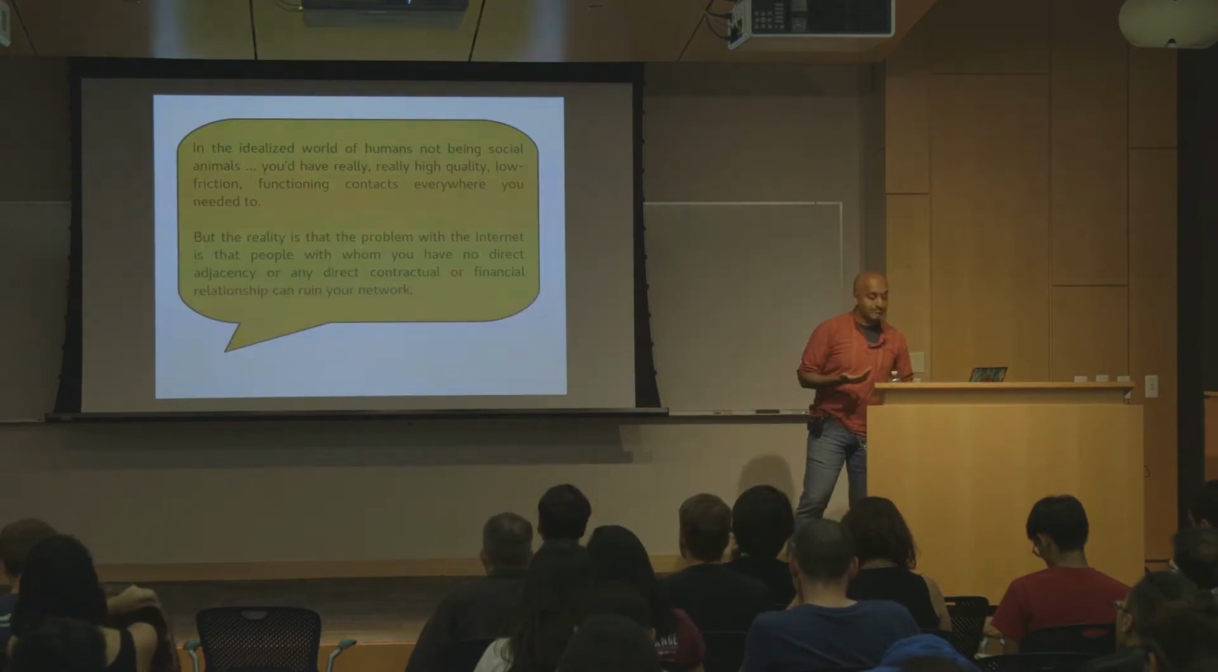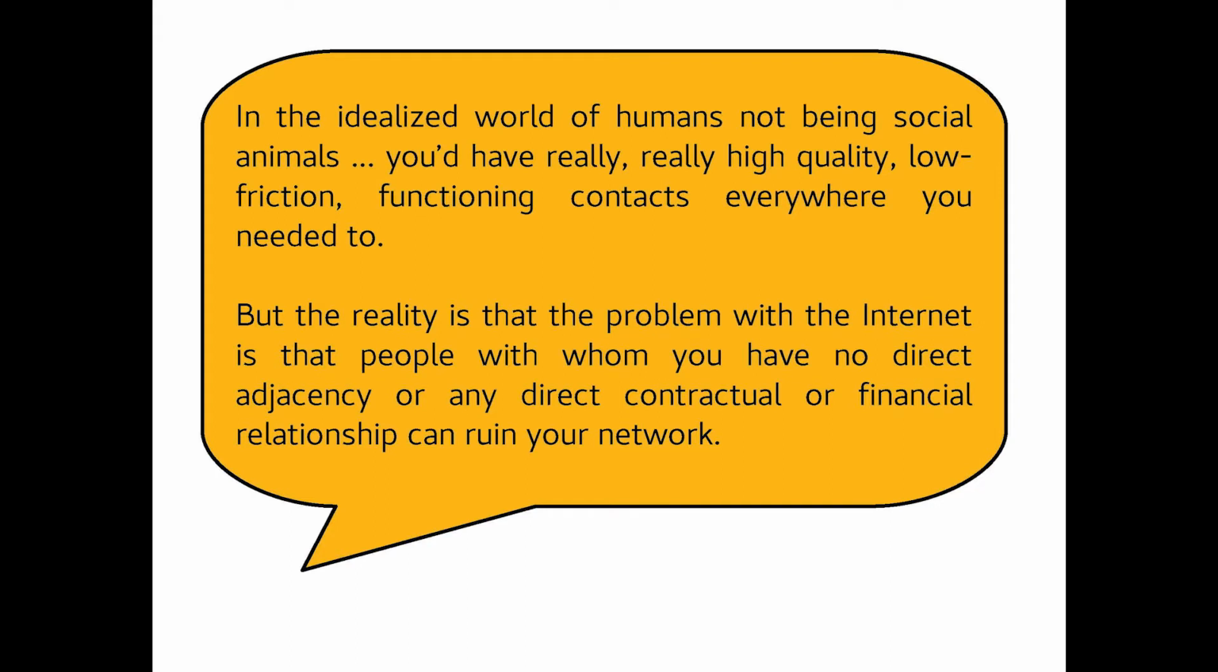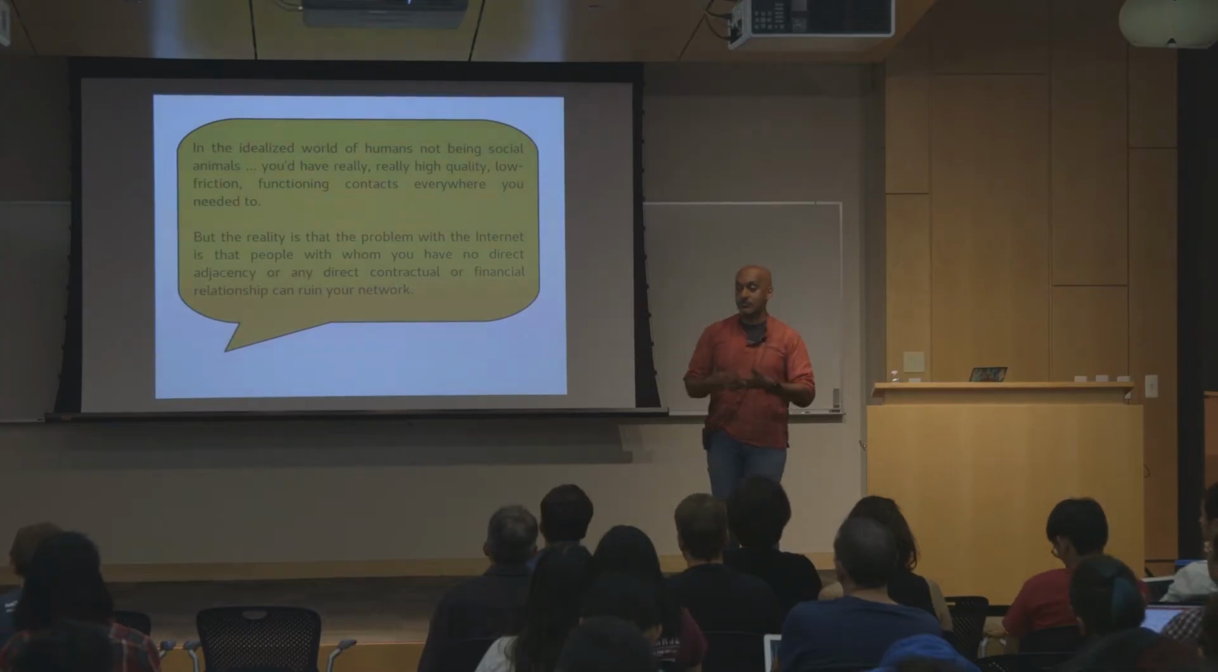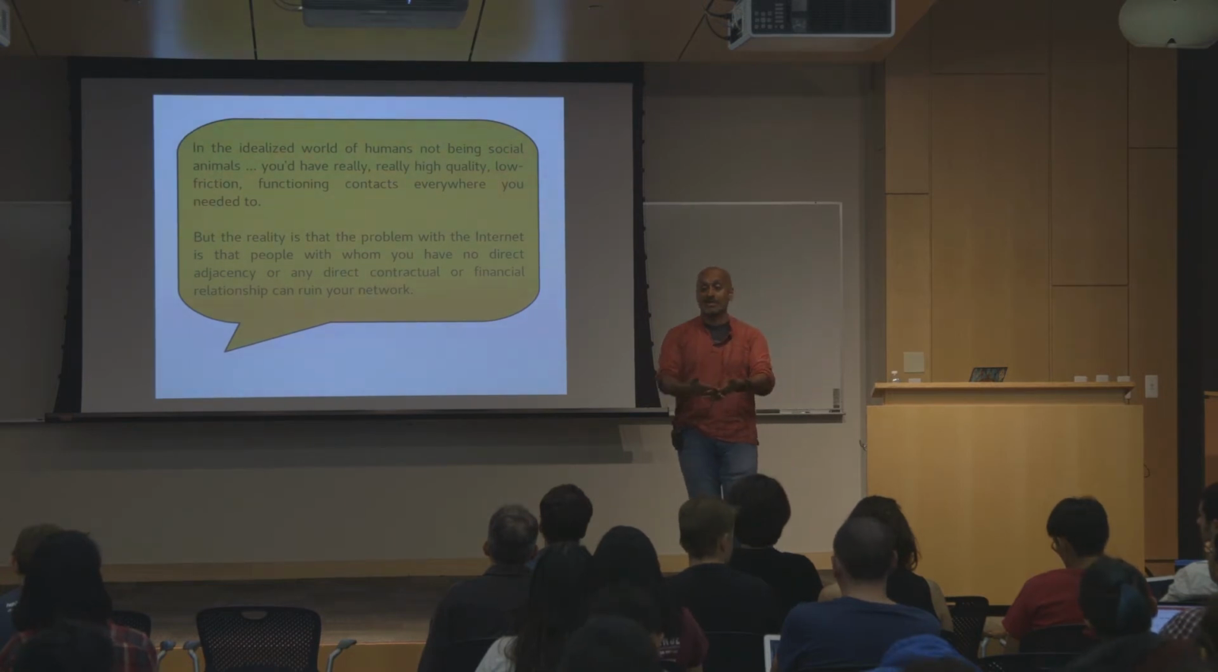So when I did my fieldwork, I'll give you a couple of brief quotes. Here's what a network administrator in North America told me, something that a good economic sociologist might tell you as well. In the idealized world of humans not being social animals, you have really high quality, low friction, functioning contacts everywhere you need to. But the reality is that the problem with the internet is that people with whom you have no direct adjacency, that is, your network's not directly connected to them, or any direct contractual or financial relationship, can ruin your network. So the Pakistan Internet Exchange could ruin Google's network, at least for that period of time.